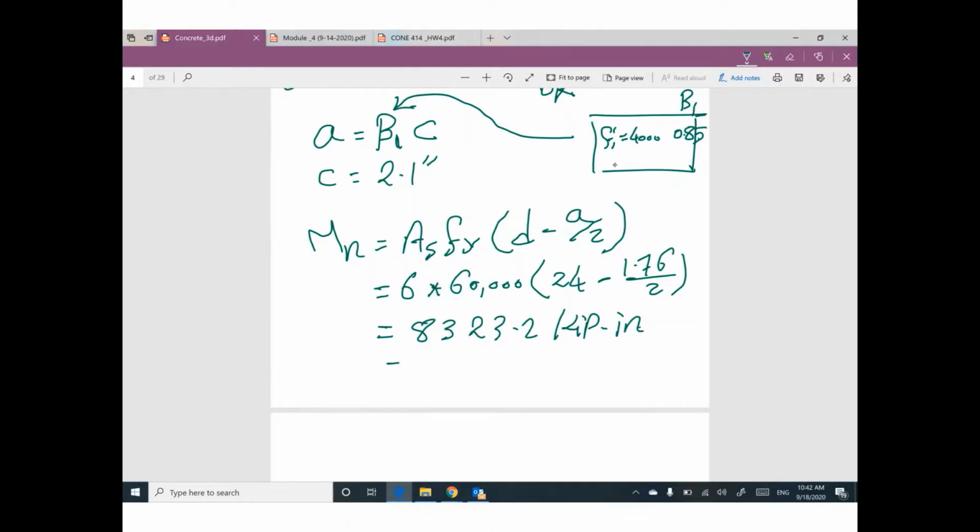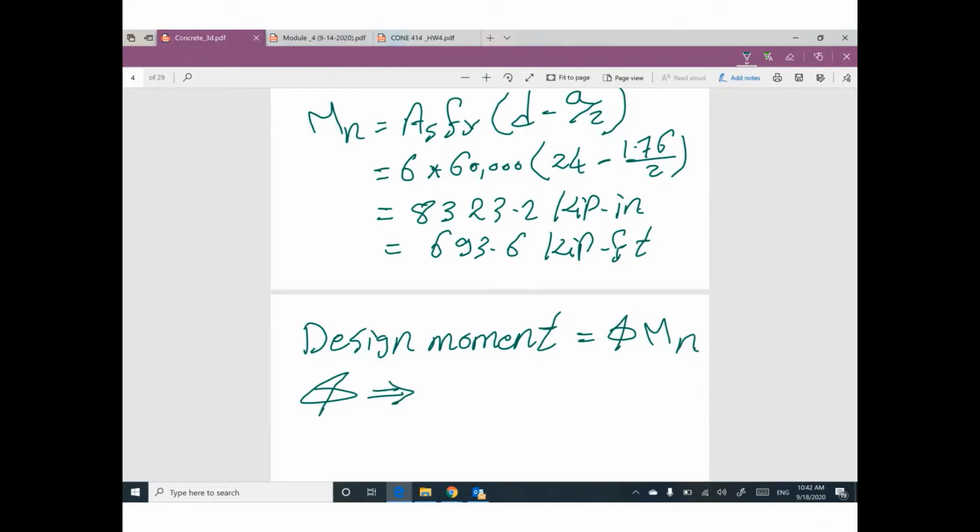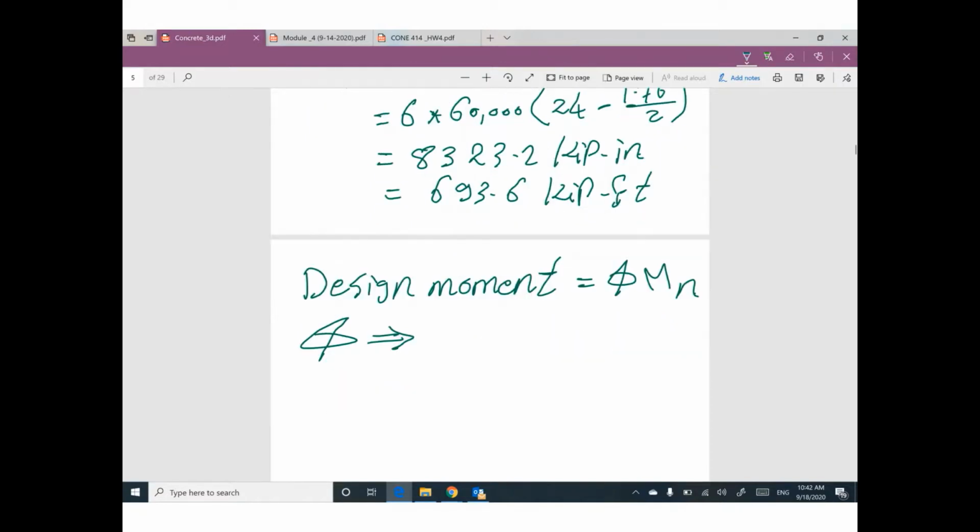If you divide it by 12, it will be 693.6 kip foot. But we are looking for design moment. Design moment will be phi Mn. Do you remember how we can figure out the value of phi?